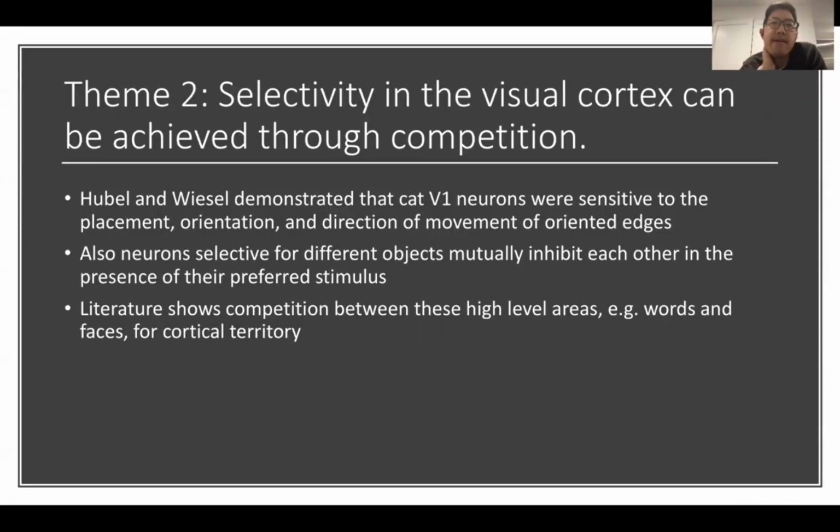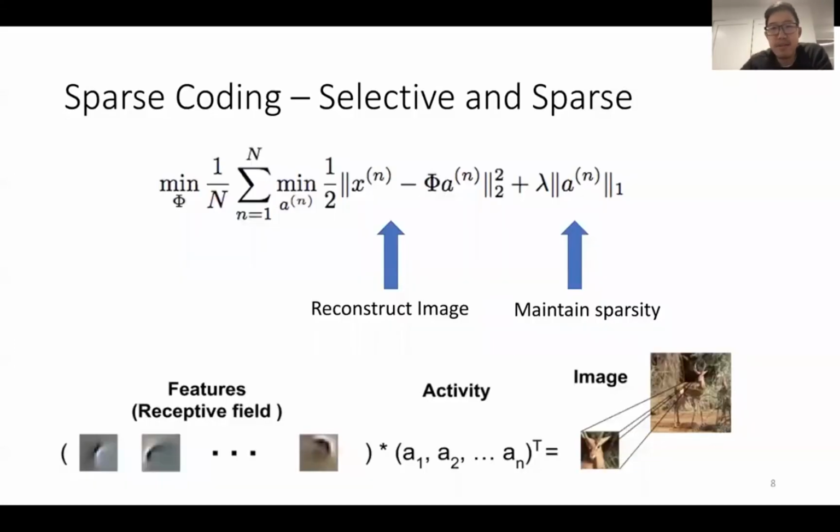Okay, so that's one theme, that there are separate areas, separate pathways for different stimuli. The second one is that selectivity in the visual cortex can be achieved through competition, whether it's lateral competition or predictive coding type competition. We know that neurons are selective and they inhibit each other in the presence of their preferred stimulus. We actually know that high-level areas such as words and faces compete for cortical territory. So this idea of competition also exists.